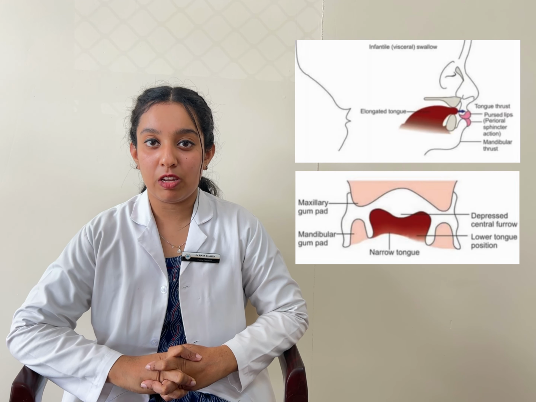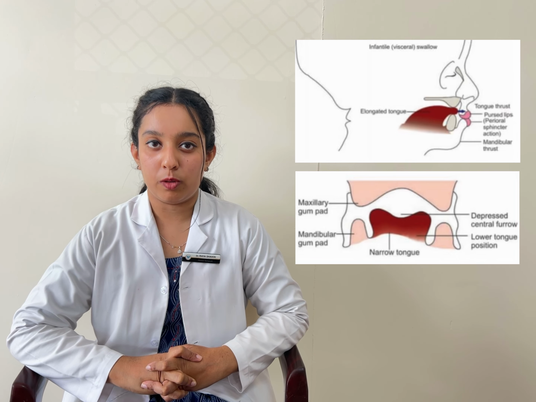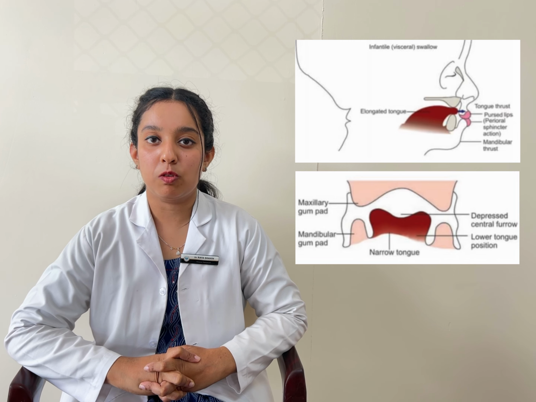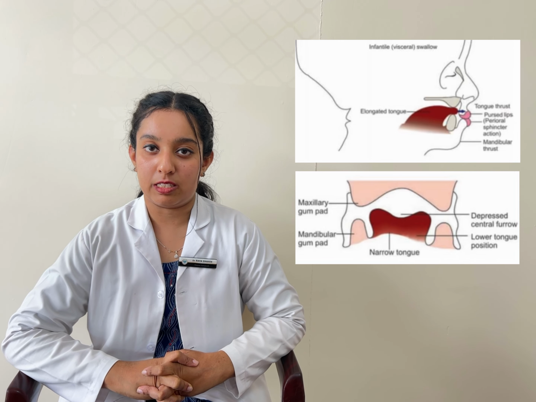Now there are three types of deglutition pattern. The first one is infantile swallow, then adult or mature swallow, and retained infantile swallow. Infantile swallow usually occurs in infants. When infants consume their food, they do so by a suckling and swallowing process. This comprises caving in of the cheeks, bobbing of the hyoid bone, the tongue being elongated with anterior mandibular thrust, and the lips pursed around the nipple with the head extended.